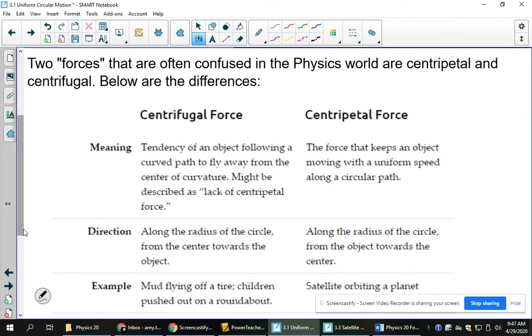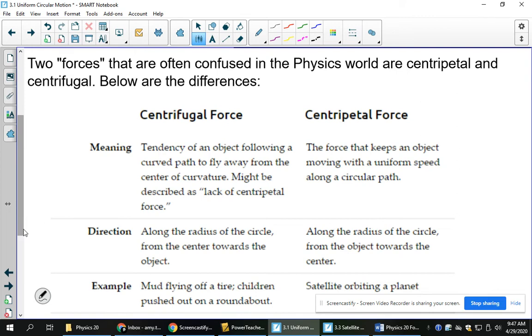Here's the explanation of the difference between centrifugal force and centripetal. One of these is used to explain something in the physics world, and one of them is actually a made-up force that people use incorrectly all the time in everyday English, and it can be kind of confusing to keep them straight.